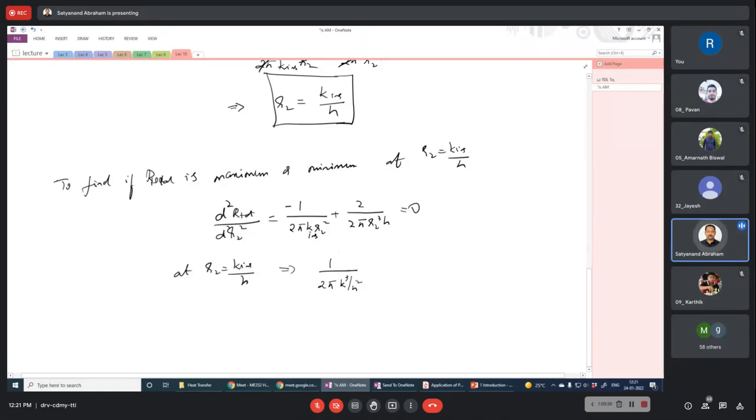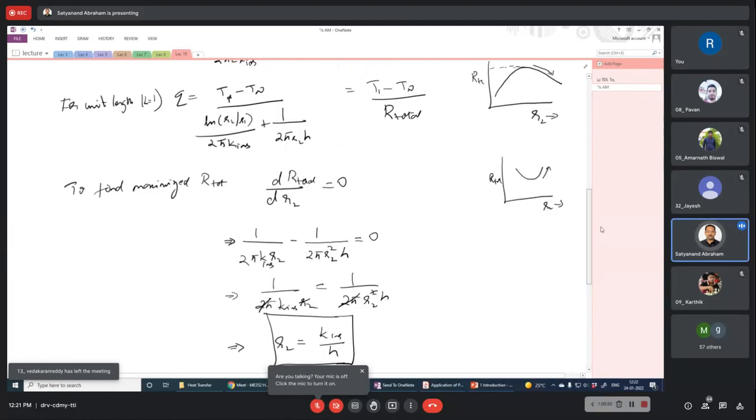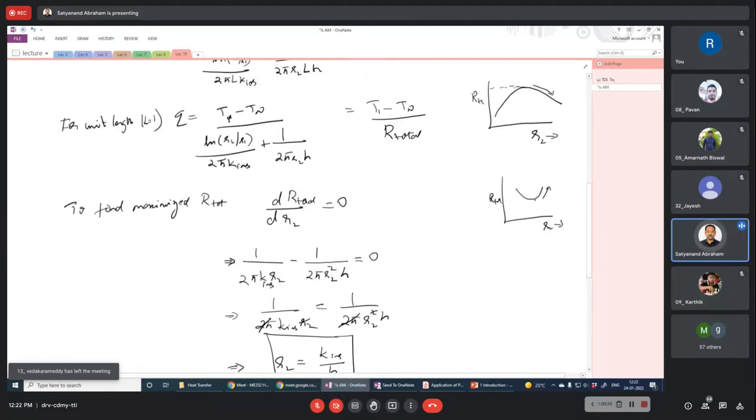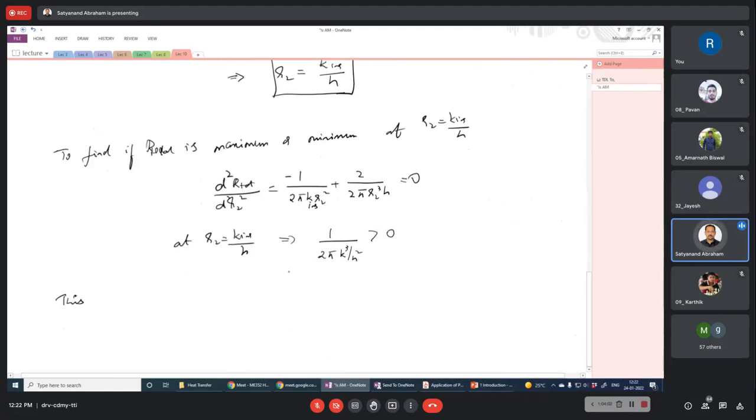Is this a positive value or a negative value? This is a positive value. So what does that mean? It means that R total at R2 equal to K insulation by H is going to be minimum at that particular point. It is not maximum. The value we found for R2 is the value at which R total is minimum.